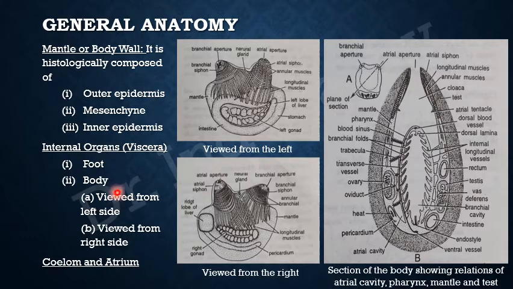Then comes the body. If we have to understand the structure of the body clearly, then we will do it in two parts: the body viewed from the left side, and the body viewed from the right side. There are diagrams available for both. This is the body viewed from the left side, and this is the body viewed from the right side.